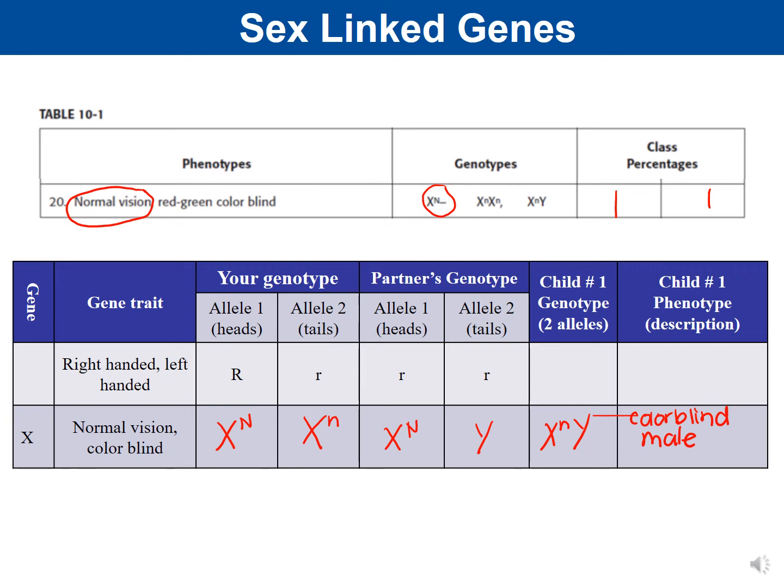You would flip again for child number 2, record the genotype, and then record the phenotype. And so that is what you're going to do for the first part of this activity: you're going to look at what your genotype is, what your phenotype is, and then you're going to create 2 kids.